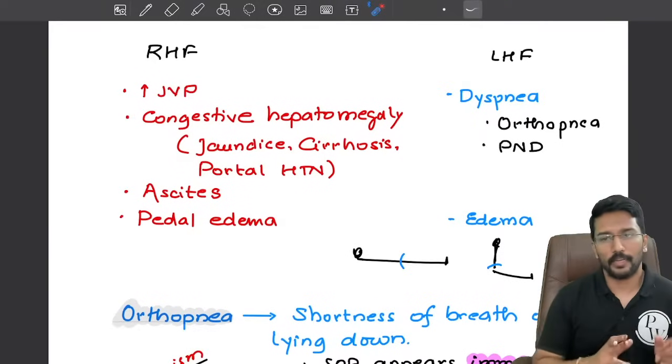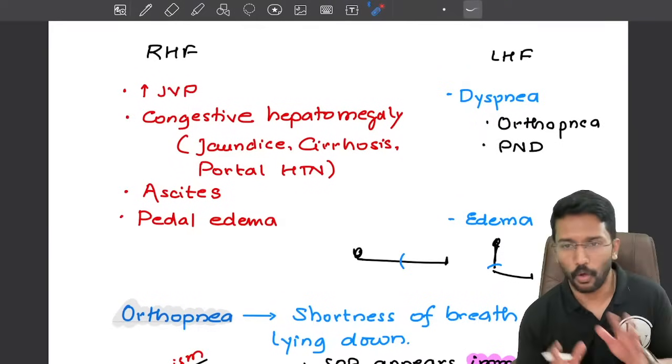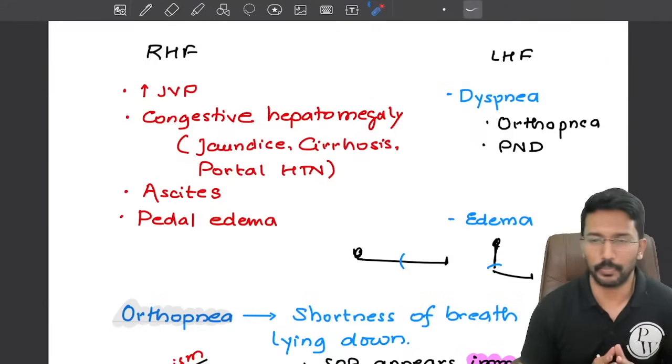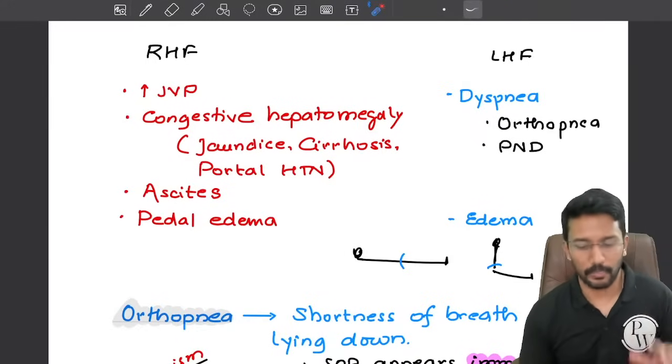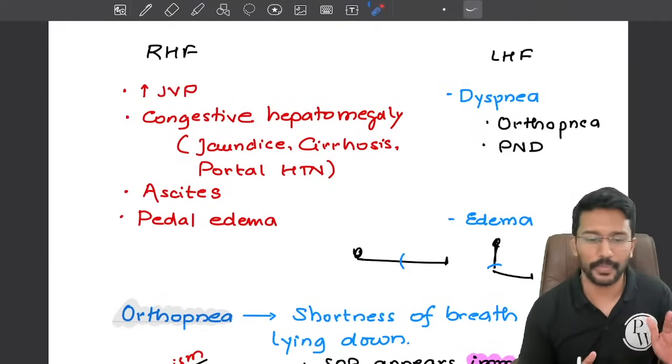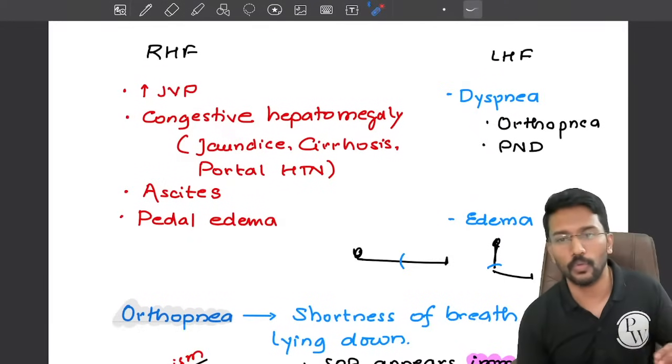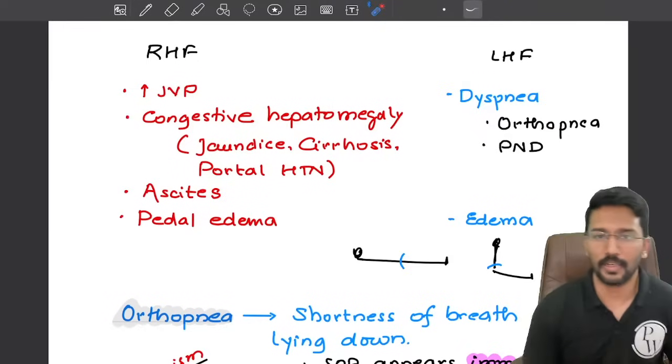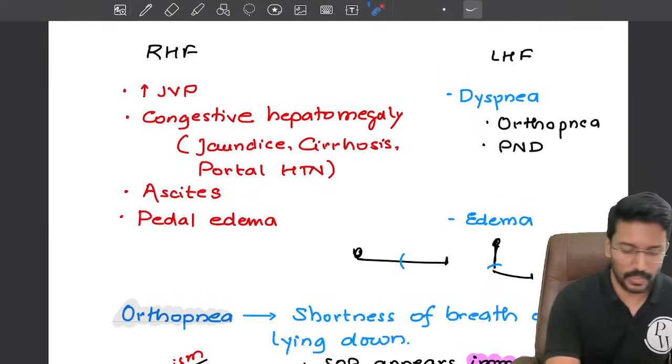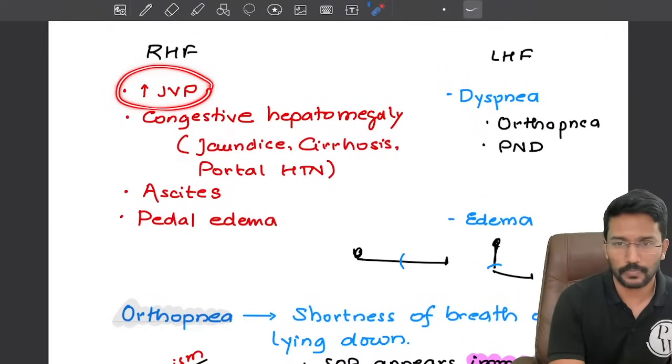Now, how to identify whether a patient has got a failure of the right heart or failure of the left? It's very simple. So in right heart failure, ultimately whatever pressure builds up in the ventricle will be reflected to the right atrium, and we will have symptoms related to increased pressure in the right atrium. What are the symptoms? We can see raised JVP, right?